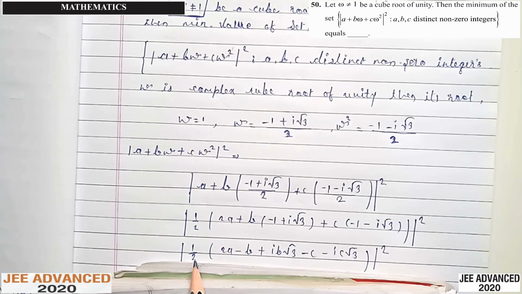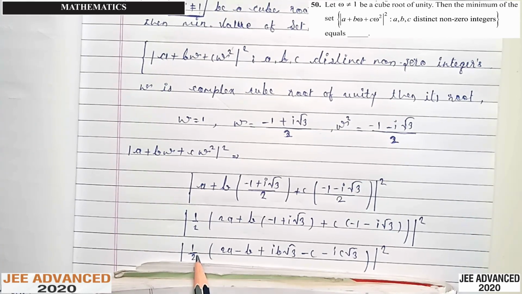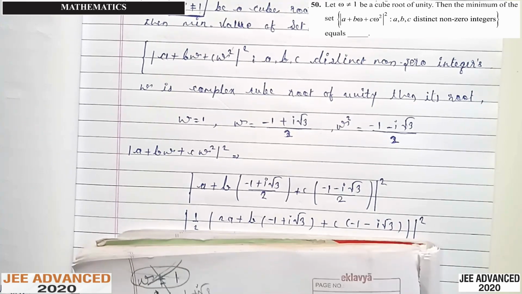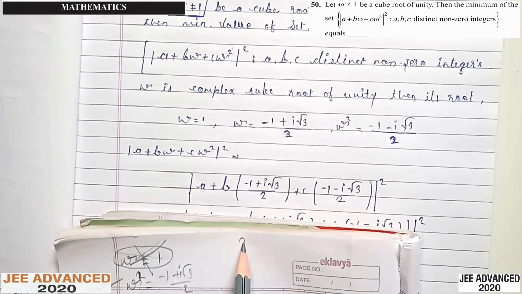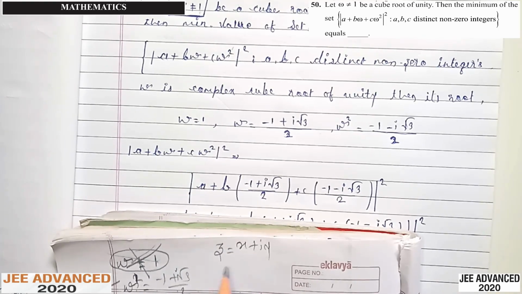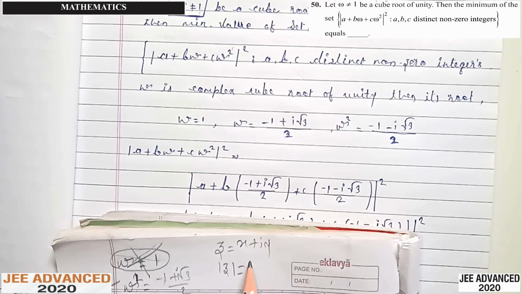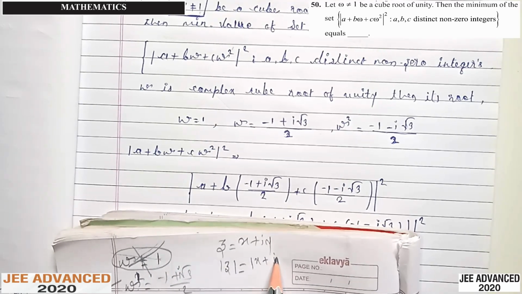The modulus doesn't affect a positive real number, so 1 by 2 comes out, and the square of 1 by 2 is 1 by 4. Now for the remaining part, how can we find the modulus of a complex number? Let me explain with a short example. If z is x plus iy, and I want the modulus of this complex number, modulus of z is equal to modulus of x plus iy.